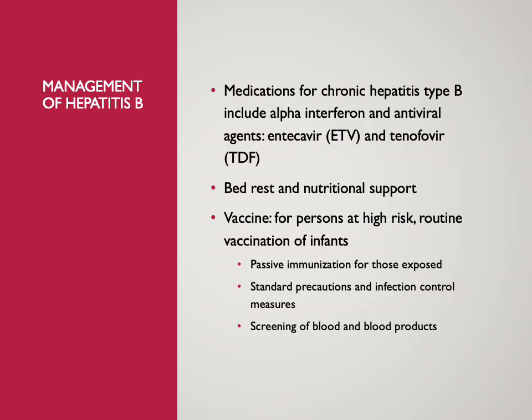Management of hepatitis B. For chronic hepatitis B, there's going to be some alpha interferon or antiviral agents that they're going to take. Listed here: bed rest, nutritional support, people that are at high risk, but of course vaccinations, which are given as soon as your baby's born, they're giving them hepatitis B to try to prevent that. Passive immunizations for those who are exposed, and then standard precautions and infection control measures, and then screening of blood products, of course. So prevention is multifactorial.